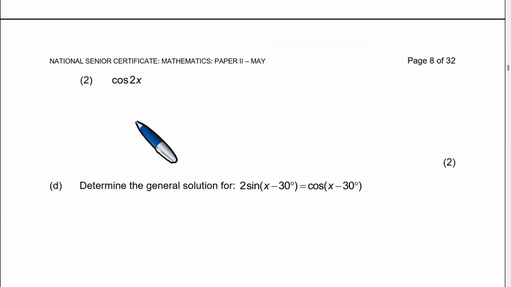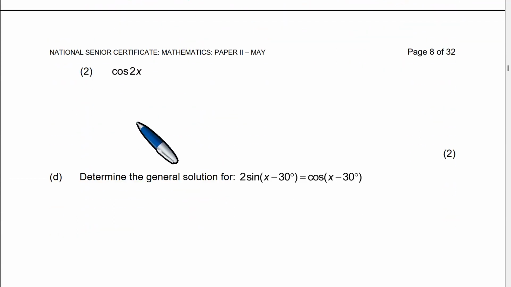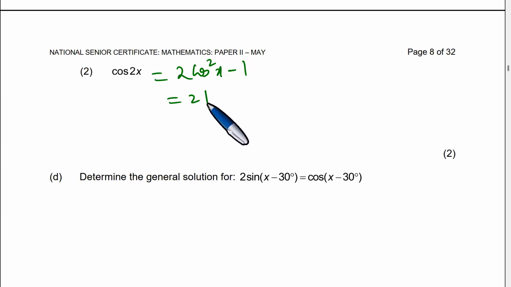Next question. What about cosine 2x? How do you get cosine 2x? What do you think? Right. You can use the identity that cosine 2x is 2 cosine squared x minus 1. That is the most obvious, but you can use others as well. Because cosine x is already there, cosine x is p, so this is going to be 2p squared minus 1. So cosine 2x is therefore 2p squared minus 1. Next question.